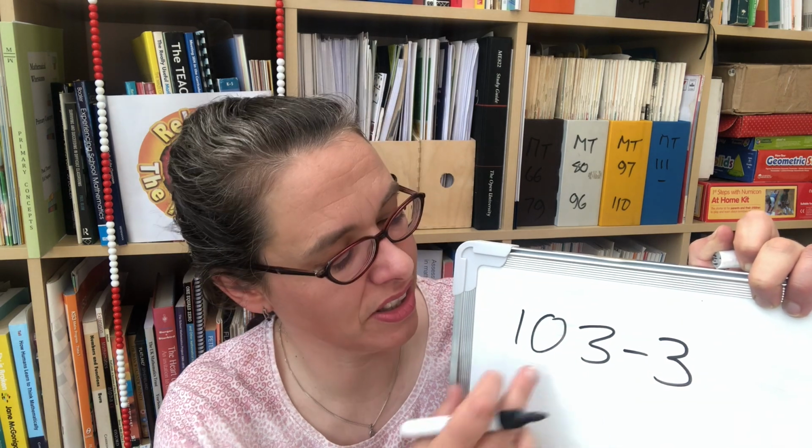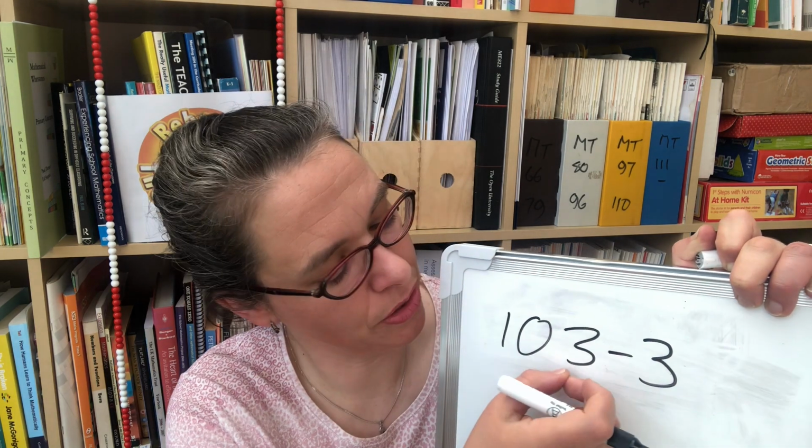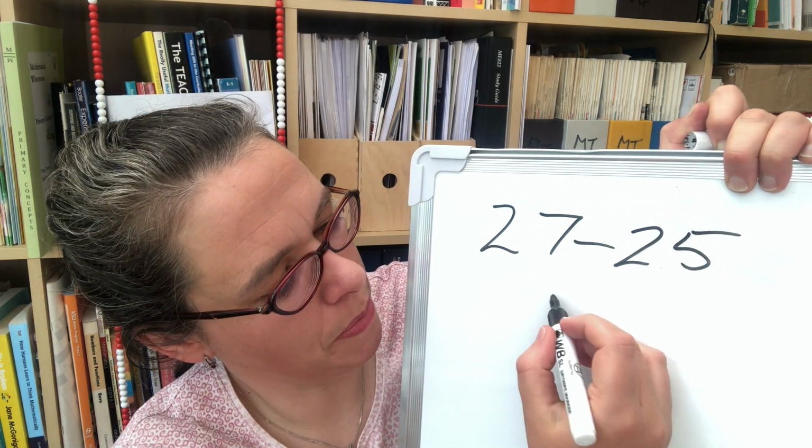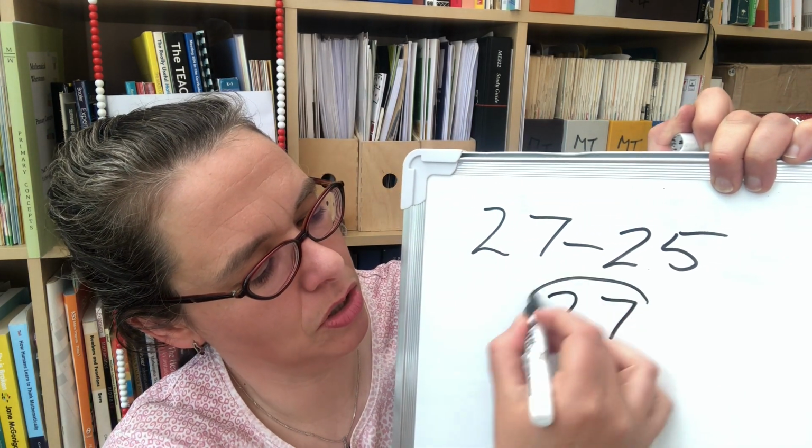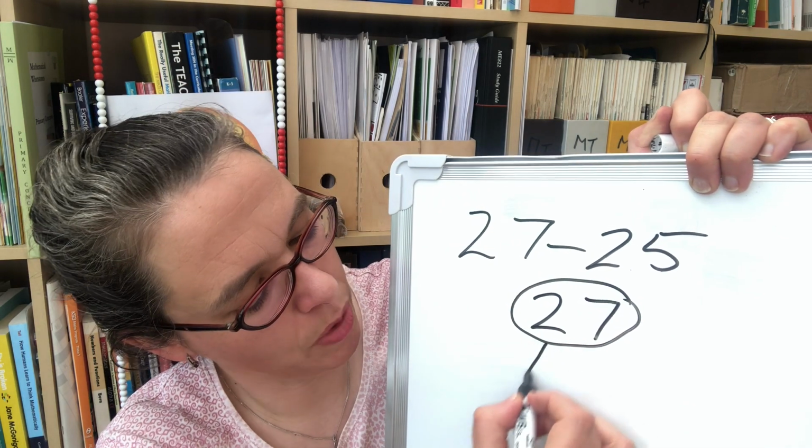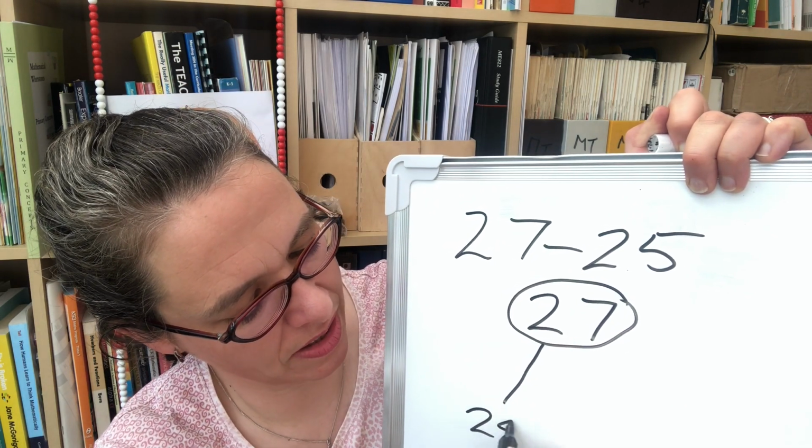If you had a calculation like 103 subtract 3, you really could do it either way. You could start with 103 and take 3 off, or you could also see that those 2 numbers are 100 apart. Let's just go back to the calculation 27 subtract 25 that we just looked at. It's helpful to draw a diagram where we put 27 in as a total and 25 as one of the parts.